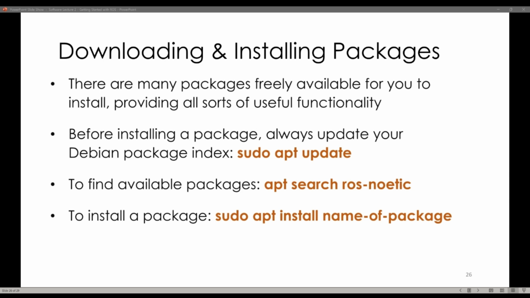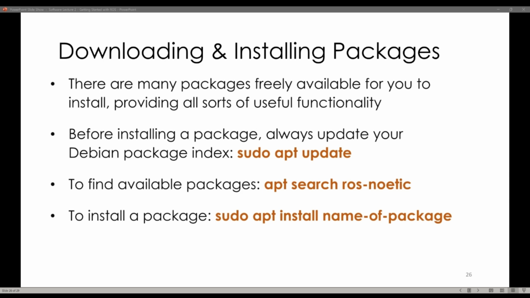Now, before you try to install a package, always make sure your Debian package index is up to date. So the classic sudo apt update. You can find a lot of available packages using apt search. So if you type apt search ROS Noetic, it will give a long list of things that you can install.